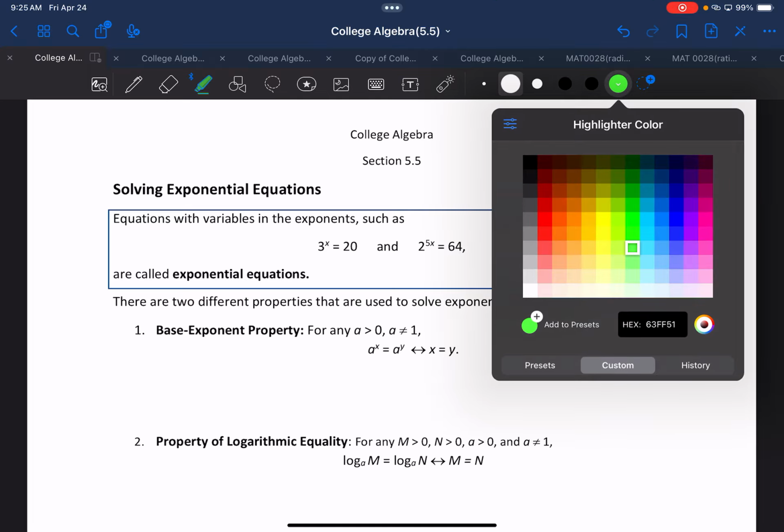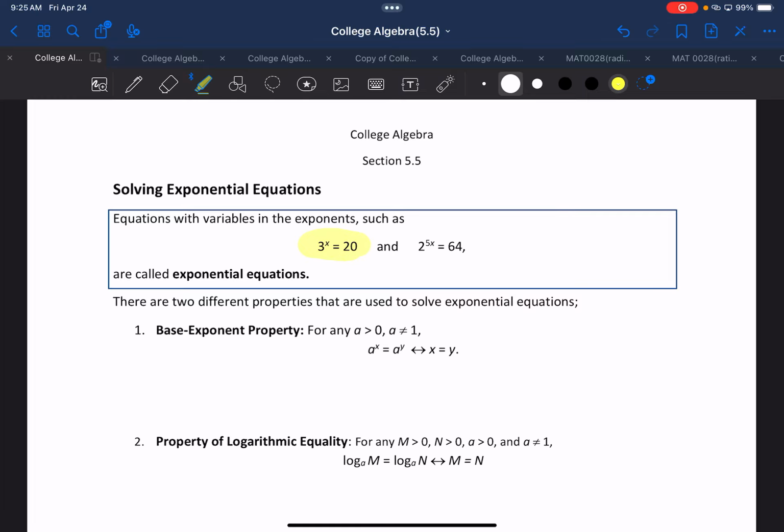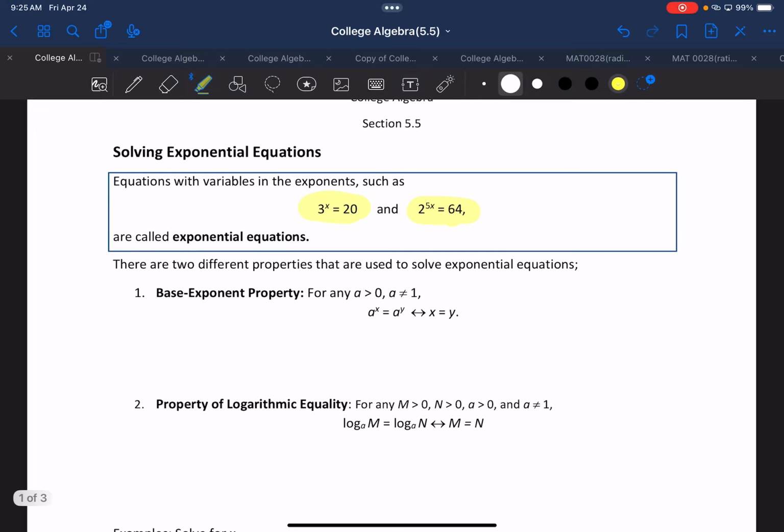So here are two examples of what exponential equations can look like. It's any equation that has a variable in the exponent. And so our goal to solve these equations is to get that variable out of the exponent and then solve for the variable, get the variable by itself. So we have two properties that we can use to do this. The first one is called the base exponent property.